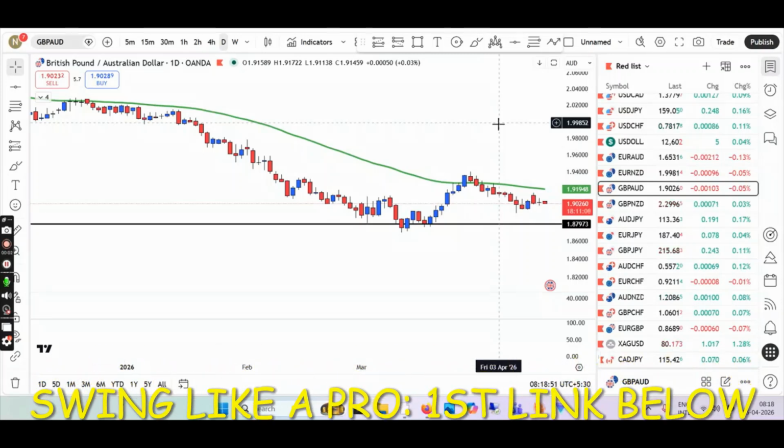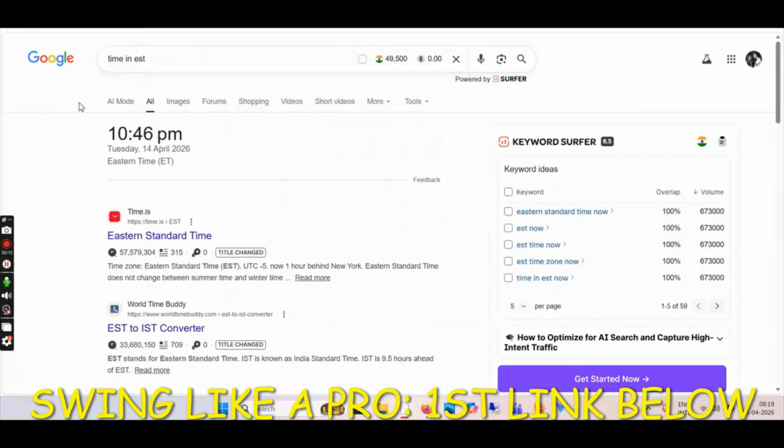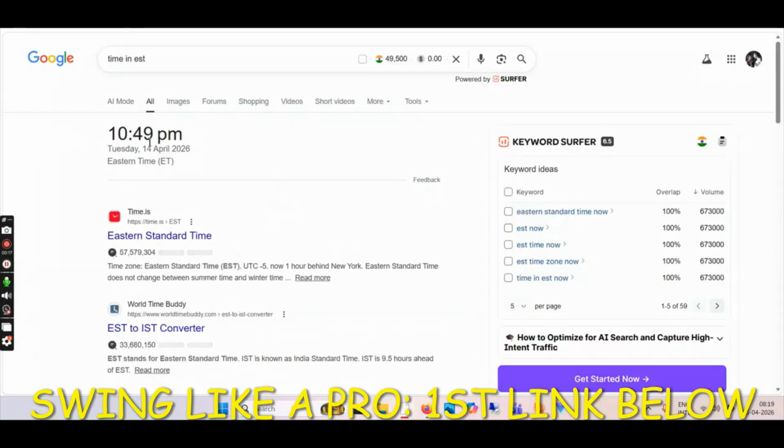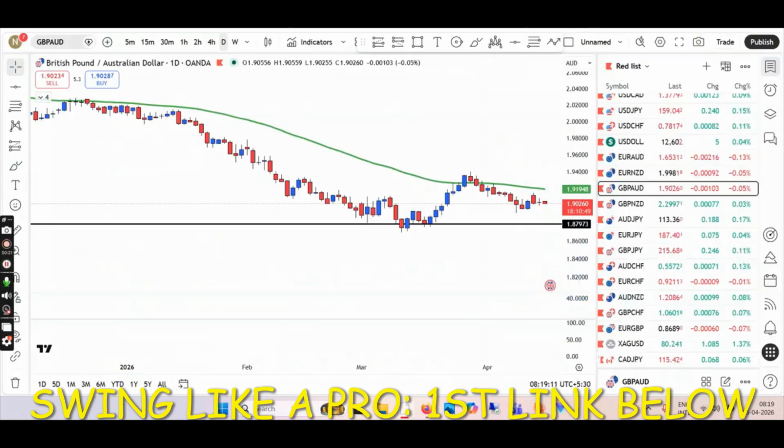Alright guys, we are back again with another setup, and this is GBPAUD. Before we do anything, let's check the date and the time. So you come back here on Google, refresh it, and now the time is 10:49 p.m. Tuesday 14 April. Okay, so let's get back to the chart.